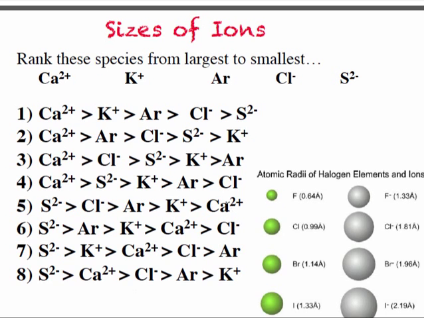Oh, that's probably it right there. It's the only one that has calcium 2+, the smallest, followed by 19 protons, 18 protons, 17 protons, 16 protons in the nucleus, all pulling on those 18 electrons. So choice 5 ranks them from the largest to the smallest.